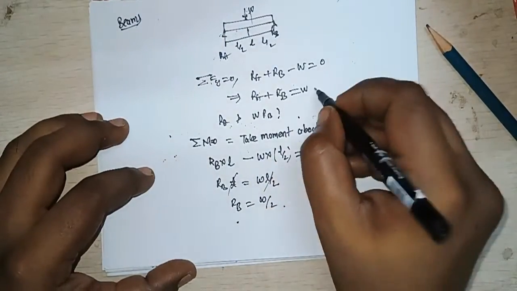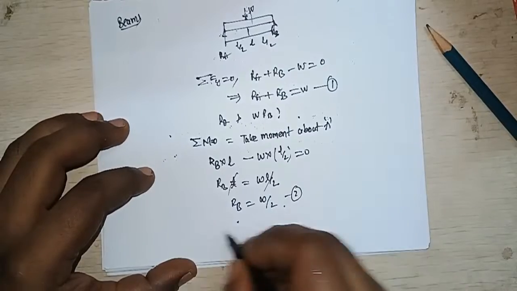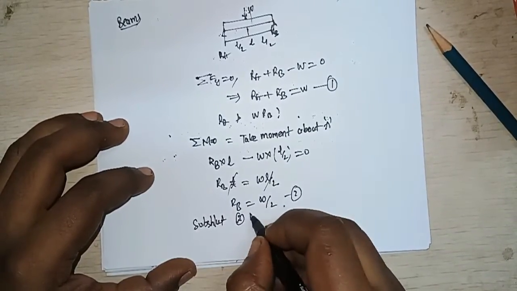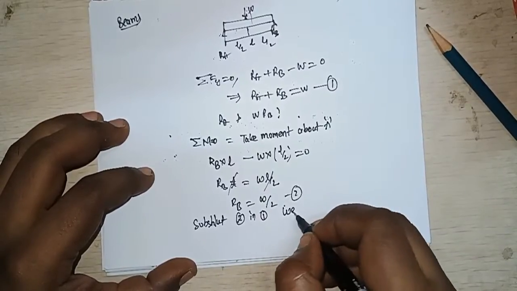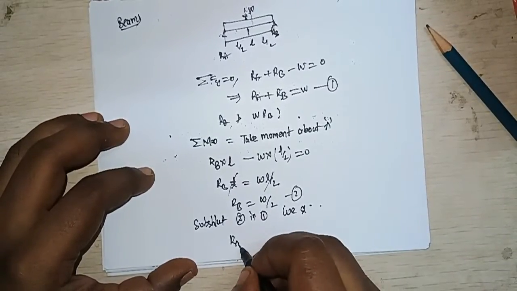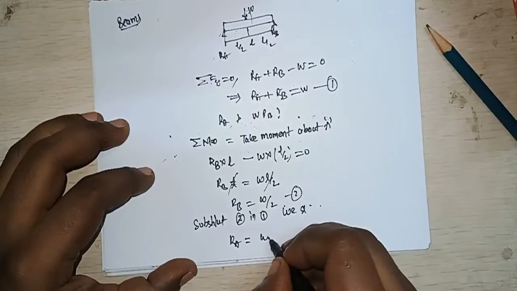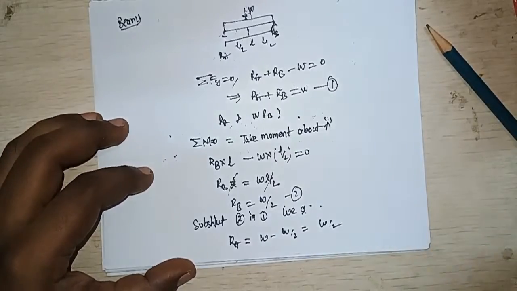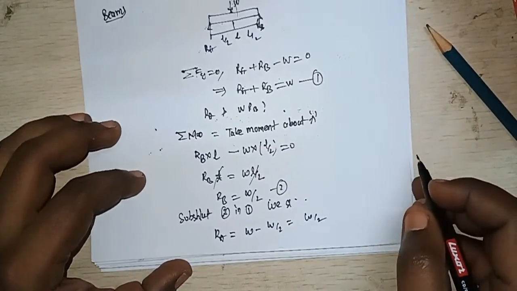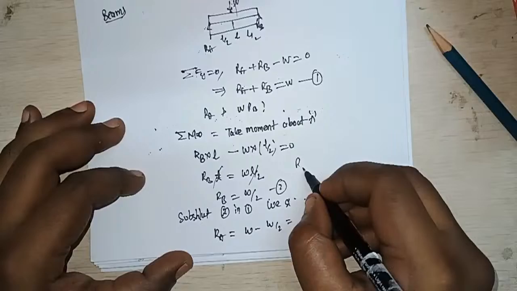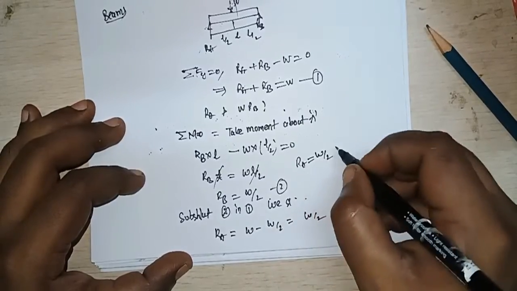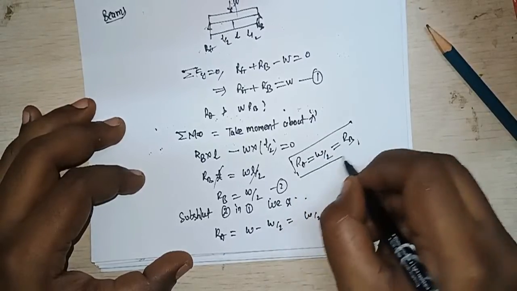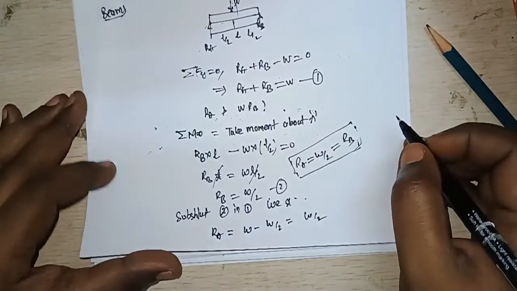Substituting this equation in the first one, so let it be 2. Substitute 2 in 1, we get RA is equal to W minus W by 2, which is also W by 2. That's all. Easy reactions and easy peasy. So RA is equal to W by 2 and RB is equal to W by 2. Okay, let's solve one more problem.